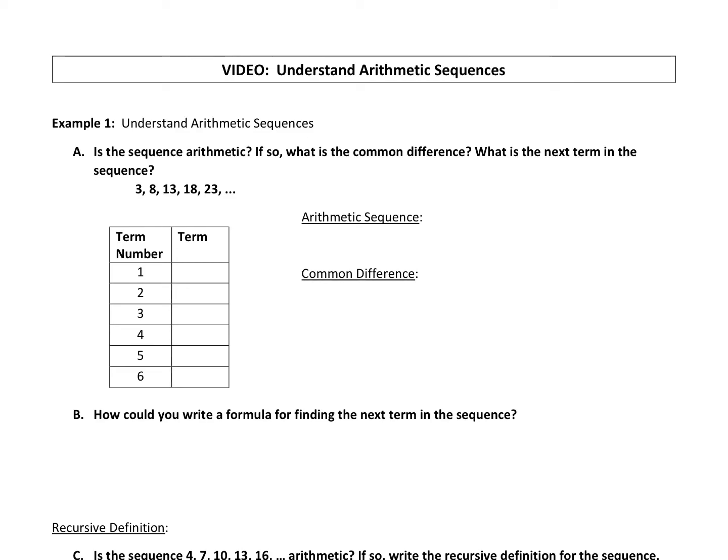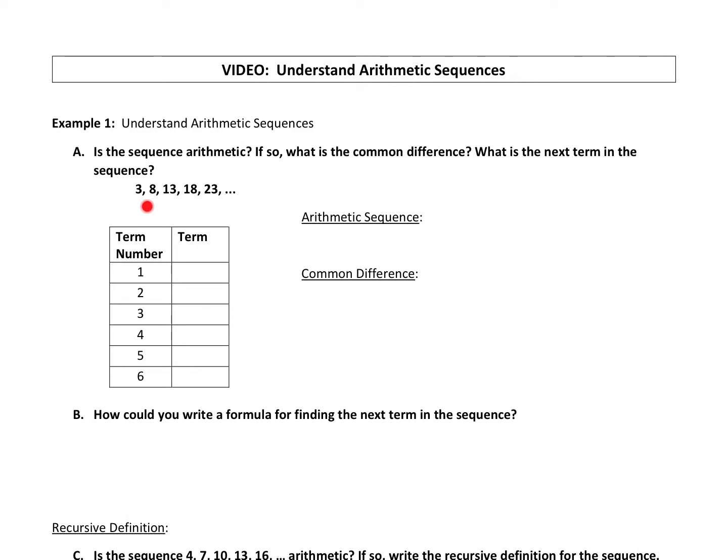Okay, so we're going to work on understanding arithmetic sequences in this video. Well, really in this whole lesson, but we'll start here. Is the sequence arithmetic? If so, what is the common difference? What is the next term in the sequence?